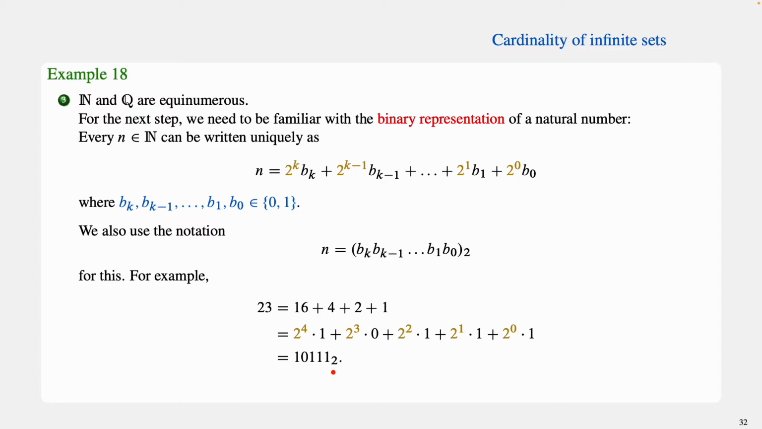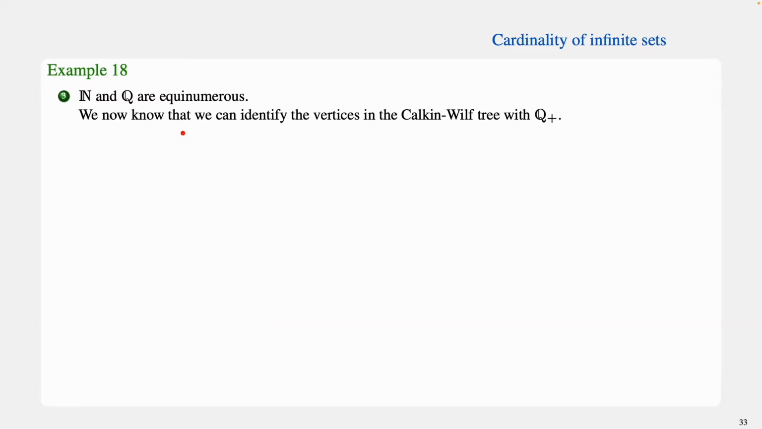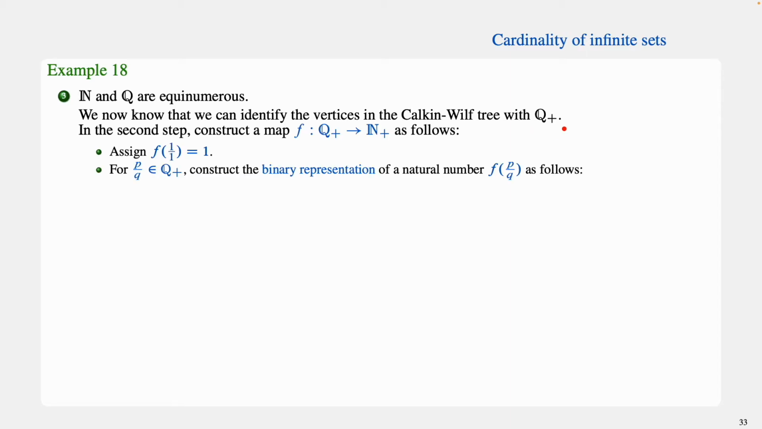So this is the binary representation of the number 23. Now let's get back to the proof. We know that we can identify the vertices in the Calkin-Wolf tree with the set Q+. And now comes the second step of our proof, that N and Q are equinumerous. That is, we construct a map from Q+ to N+ as follows.